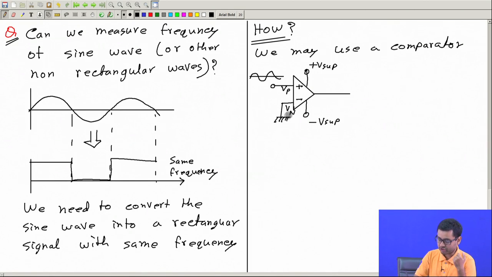Now this Vn is constant, Vp is varying. When this input Vp is higher than 0, because Vn is always at 0 volt, the output will be positive, and when the input is less than 0, the output will be negative. So this will become a square or rectangular wave, right? When Vp is greater than Vn, or 0 volt, the output will be positive, and else it will be negative or 0.